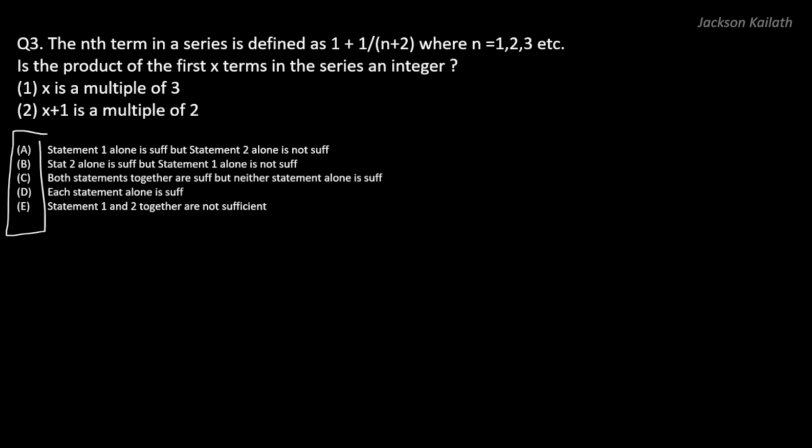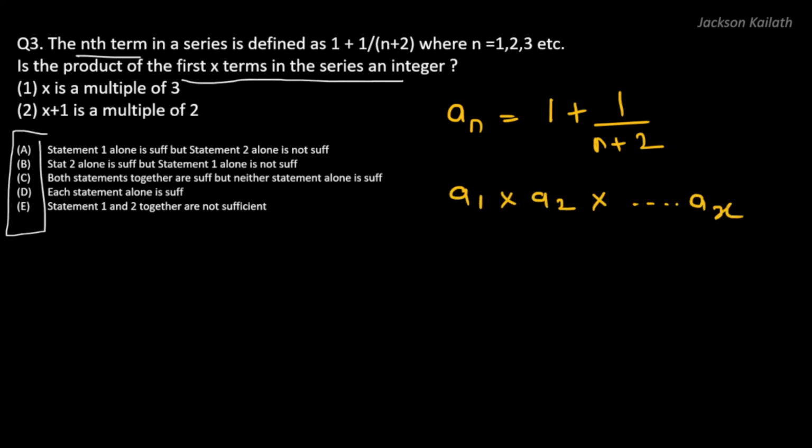Now let's go ahead and solve this question together. It's given that the nth term of the series is 1 plus 1 by n plus 2. Let's write it as an, which is the nth term, and it's given as 1 plus 1 by n plus 2. And we need to find the product of the first x terms in the series. So that would be a1 into a2 etc. up to ax. Now let's try and observe whether there is a pattern over here.